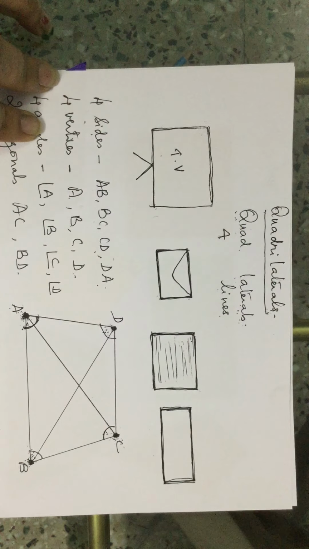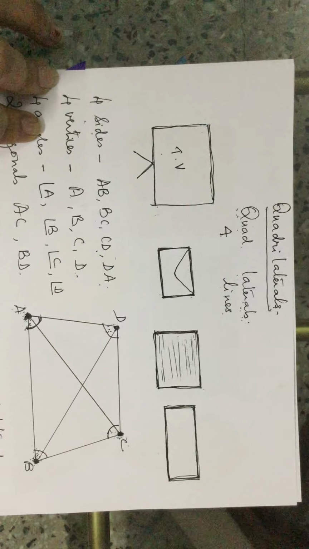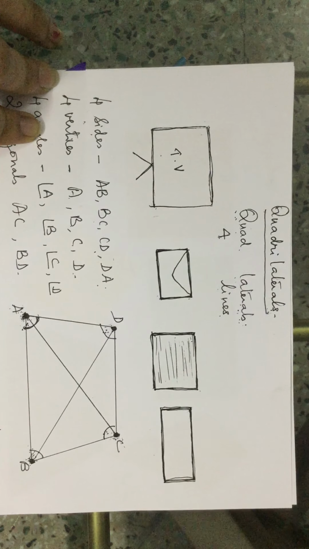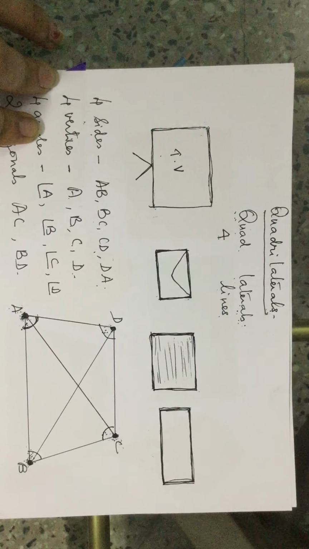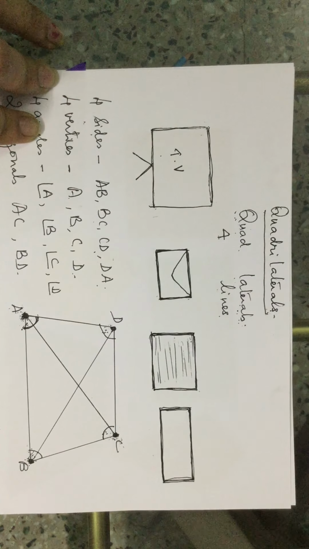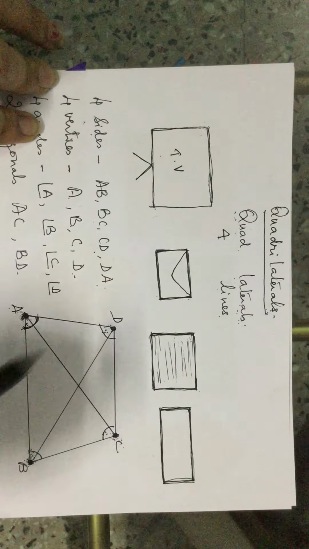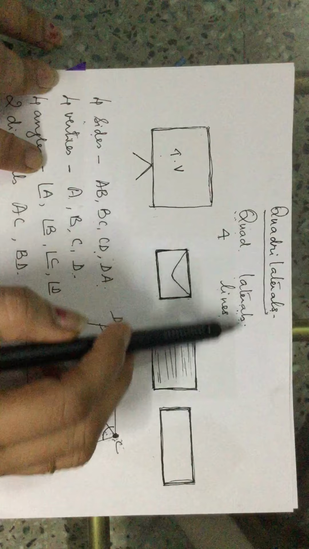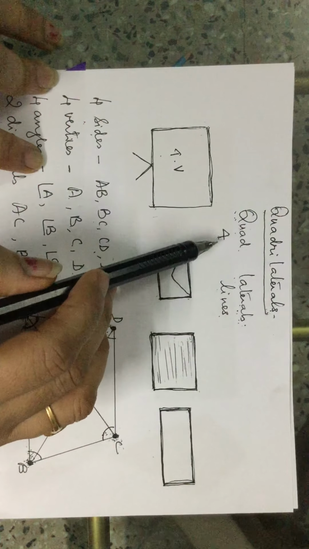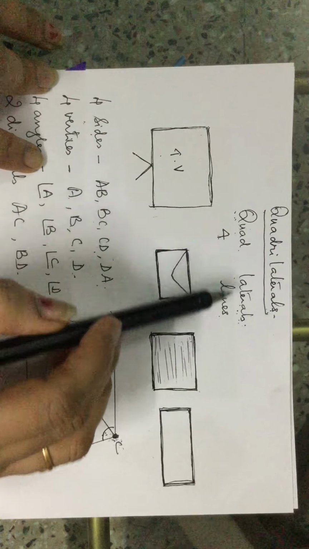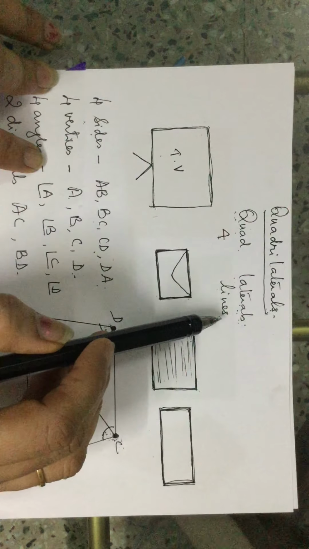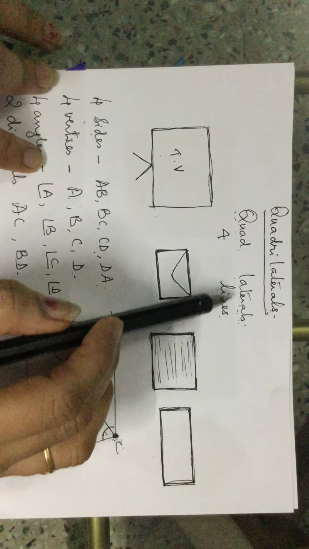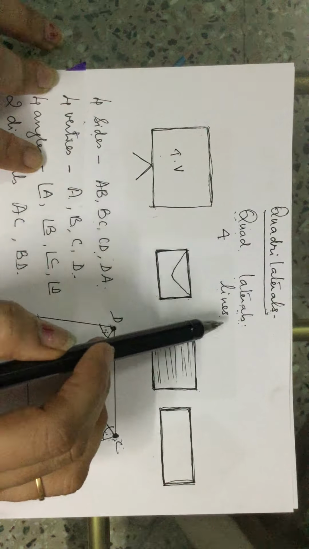Hello children, let's move on to the next chapter, and in this chapter we are going to learn about quadrilaterals. This is chapter 7. So let us understand the term quadrilaterals. If I split it into two parts, quad and laterals. Quad means 4 and lateral means lines. So a closed figure which is made up of 4 lines is called a quadrilateral.